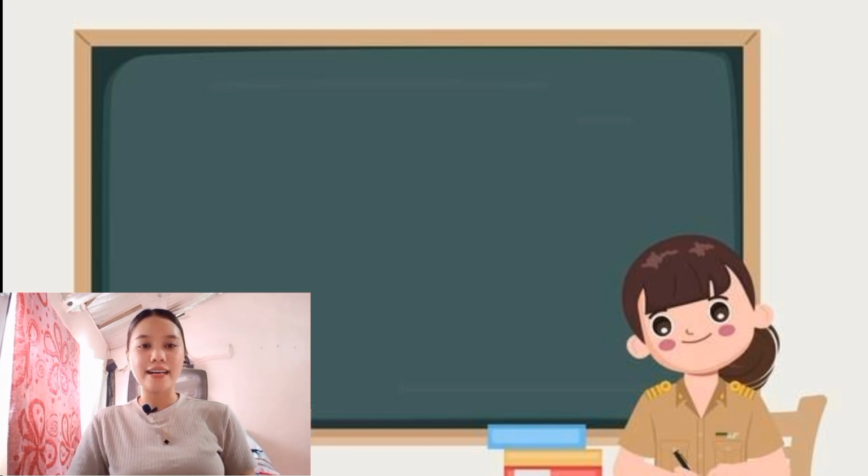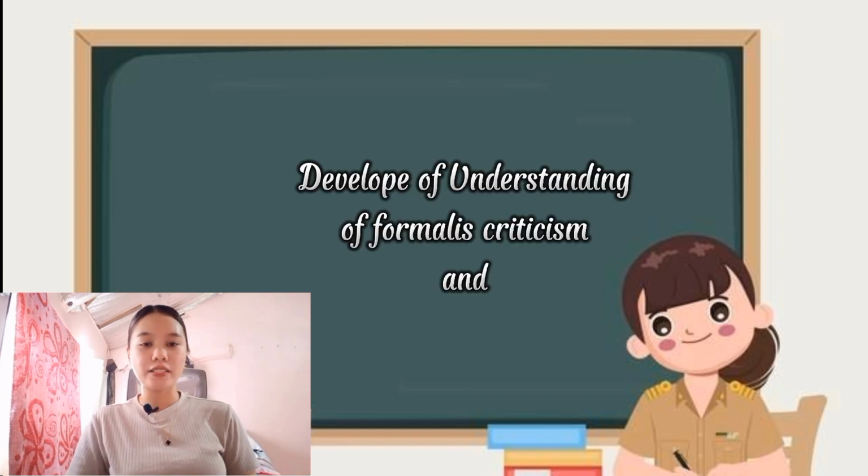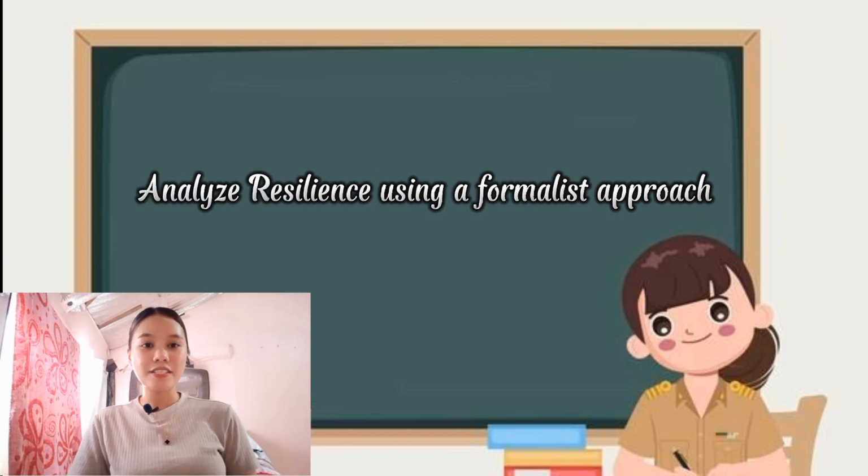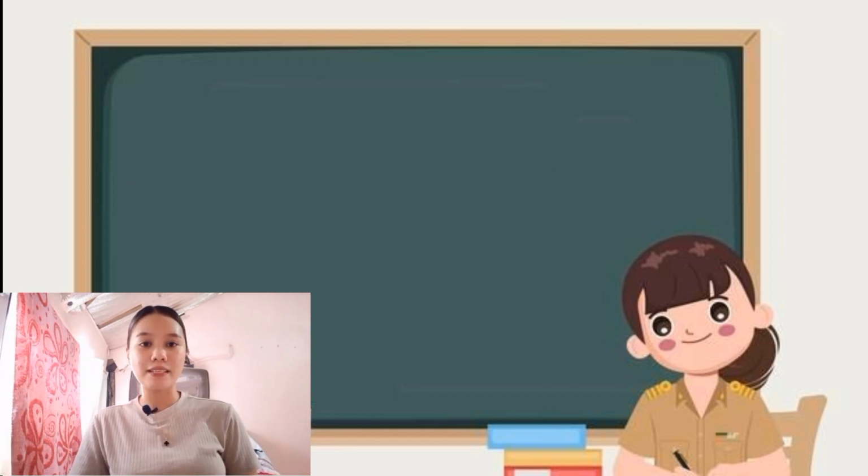So before we discuss, let's be guided with these objectives. At the end of the discussion, the student should be able to develop an understanding of formalist criticism and analyze resilience using the formalist approach. So that is our objectives.